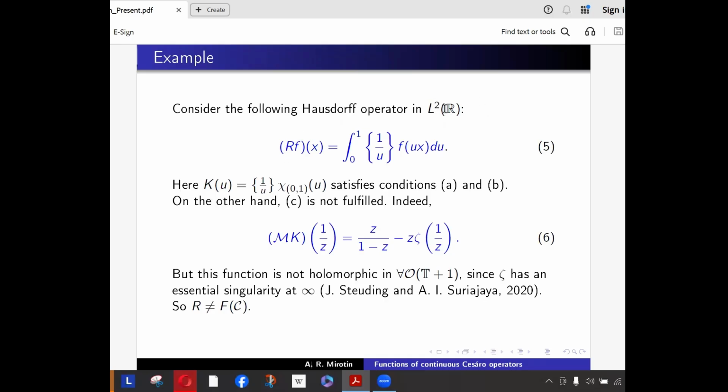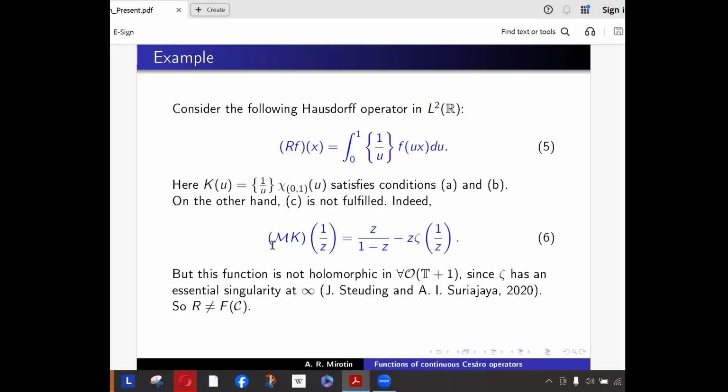Consider the one-dimensional Hausdorff operator R in L2 over the reals with the kernel K, which is the product of the fractional part of the function 1 over u and the characteristic function of the unit interval. This example is interesting because here this kernel K satisfies conditions A and B of our theorem 1, but condition C is not fulfilled.